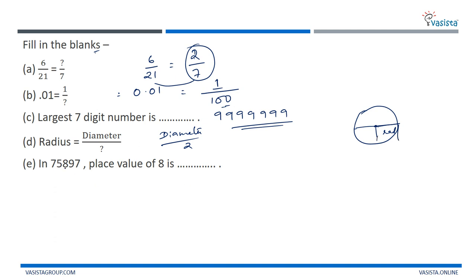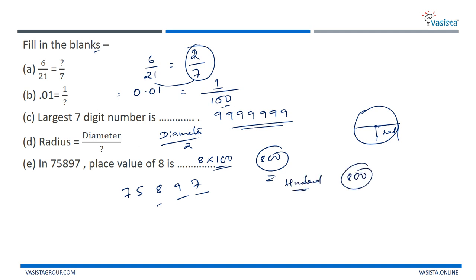So in 75,897, the place value of 8 is, this is 75897. This is unit, tens, 100. The answer is 100, that is 8 into 100, 800 is the answer. The place value of 8 is 100, its value is 800. Fine.